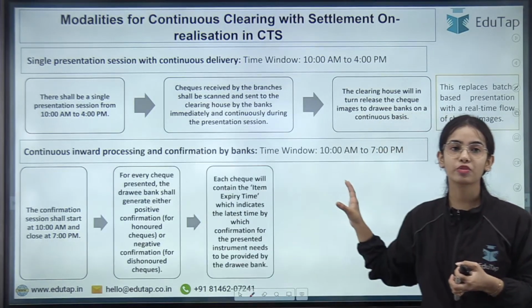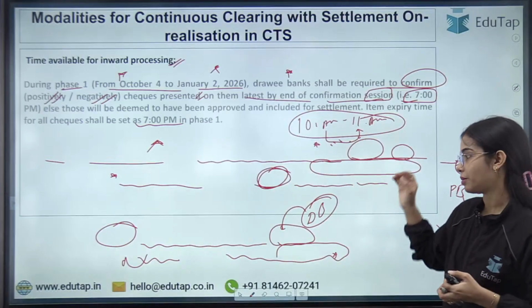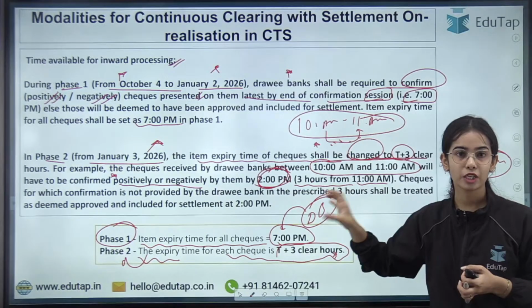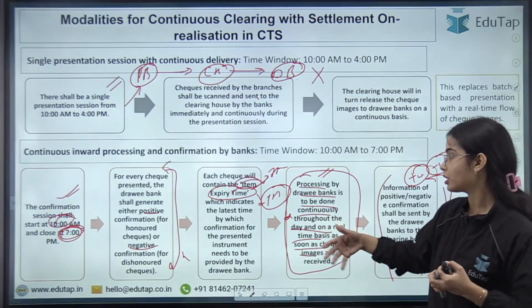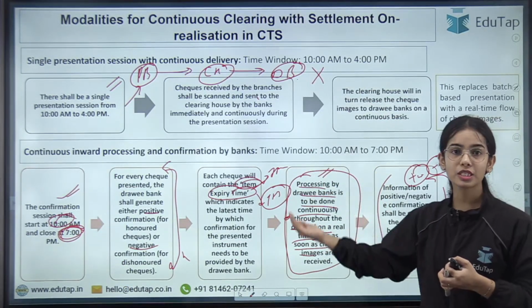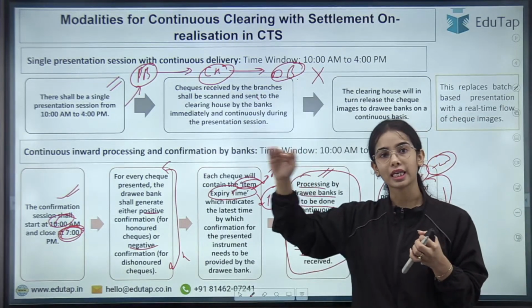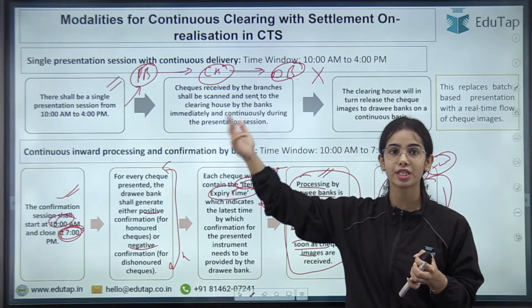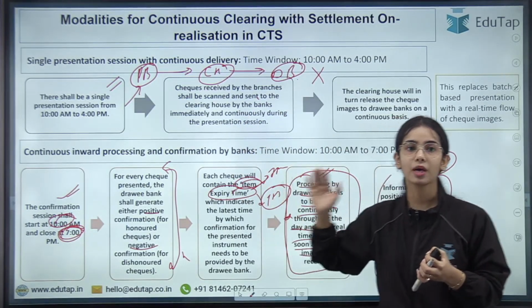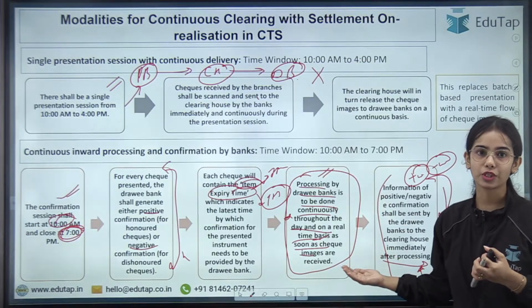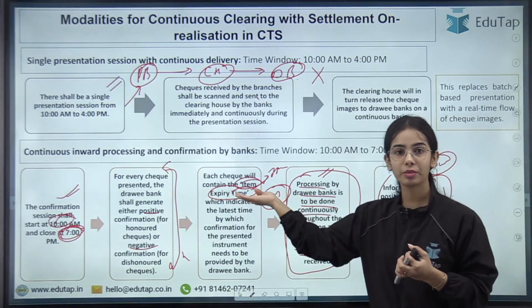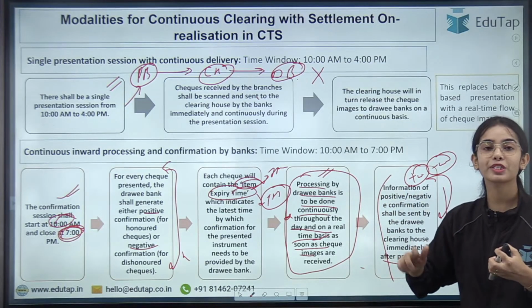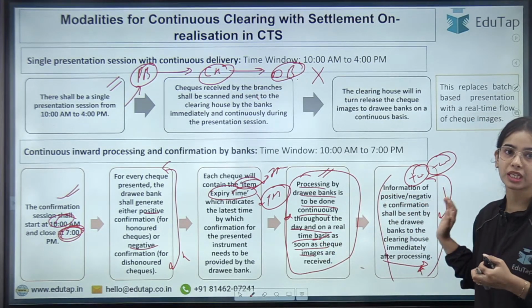The drawee bank has to provide the confirmation within the given time limit. After the confirmation, the continuous confirmation should happen. The time limit is just the extreme time that you can take, but the confirmation should be given on a continuous basis. The positive confirmation or the negative confirmation has to be informed to the clearing house.